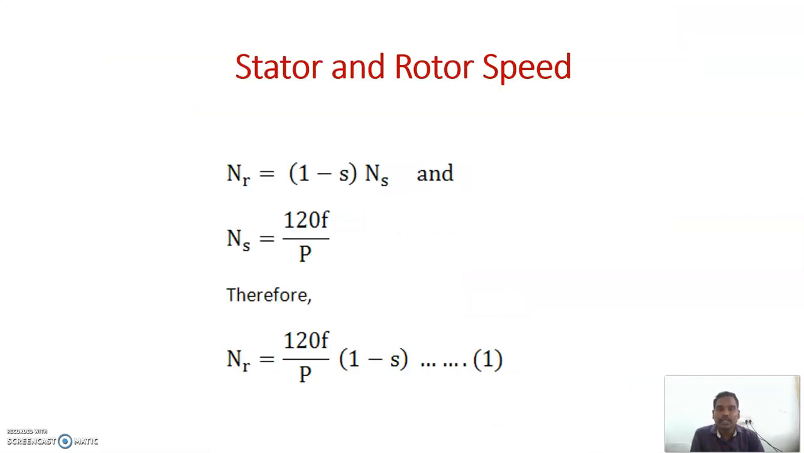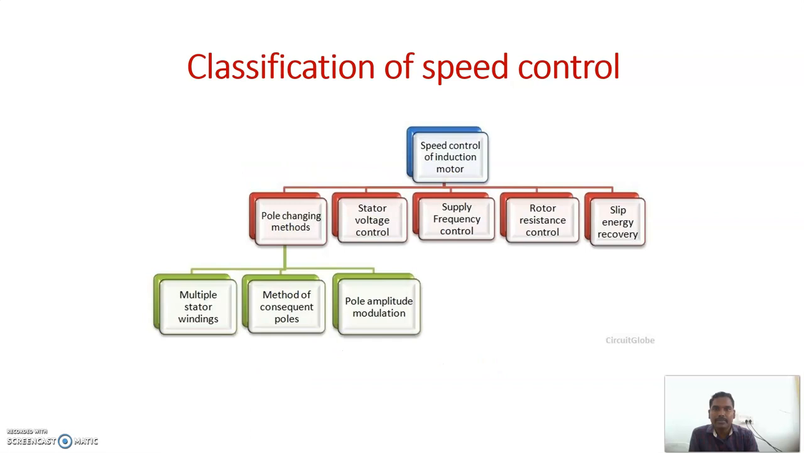The stator and the rotor speed can be calculated using this slip equation. Basically, the slip defines the relation between your stator and the rotor speed. Based on the above formula, Ns is nothing but 120 f by P, and Nr is nothing but 120 f by P into (1 minus s). These two equations give the proper definition of speed for the calculation.